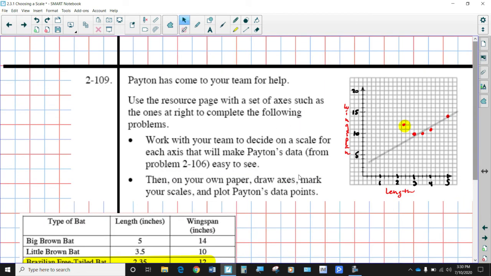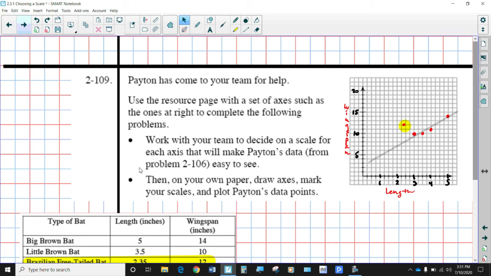It might be a good idea, if you don't have your graph looking like mine, and yours was all over the place, maybe fix it so that it looks like mine, and then use your ruler to draw that line that goes through there. This is what we refer to as a line of best fit when we're doing this work in 8th grade.